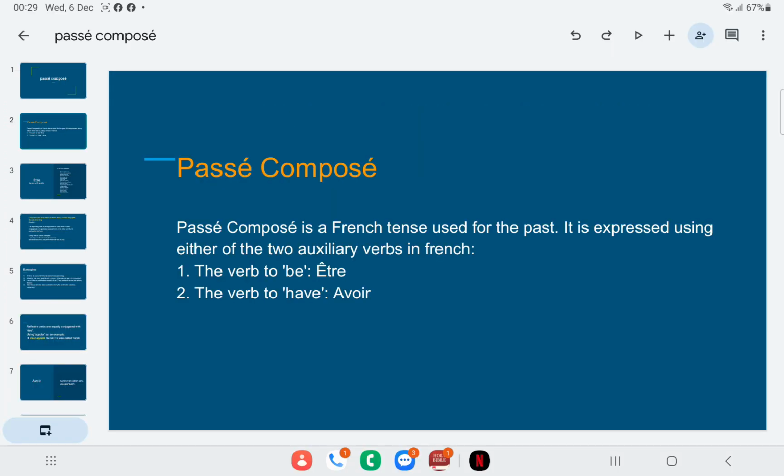So to express passé composé, you are to use the auxiliary verb, that is either être or avoir, plus the participe passé or the past participle. So we're going to handle the verb être. First of all, as I said earlier, for you to express passé composé, you use either être or avoir, but then there are rules guiding this.